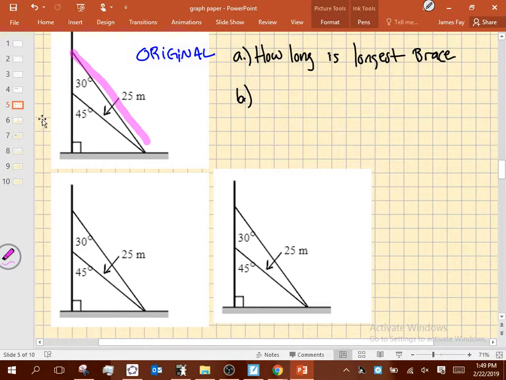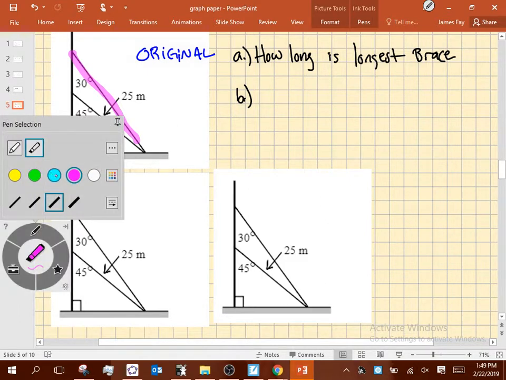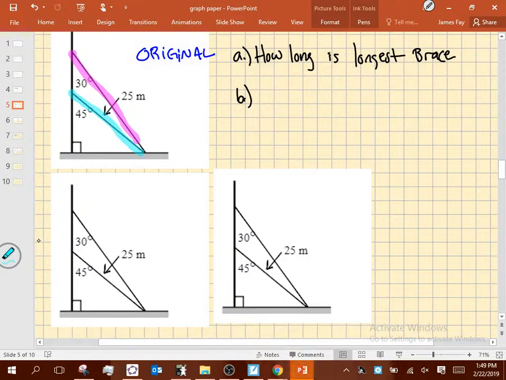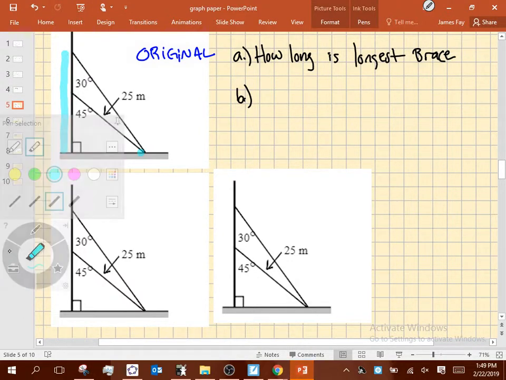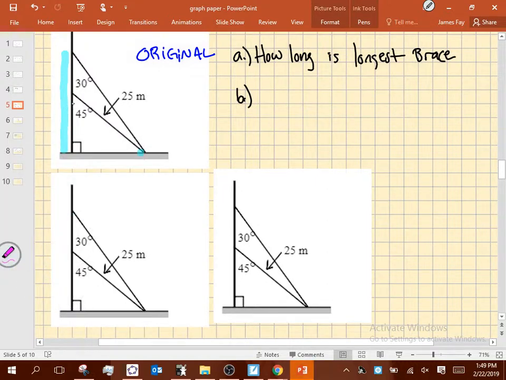I think a lot of people earlier in the day were taking that distance and that distance and subtracting them. But that doesn't tell me how much higher they reach from the building, right? That tells me how much longer the purple one is than the blue one, right? To answer question B, we're taking that distance and that distance, and what do I do with those to find out how much higher the blue one is? Subtract them, okay? So that's what we're going to be doing.